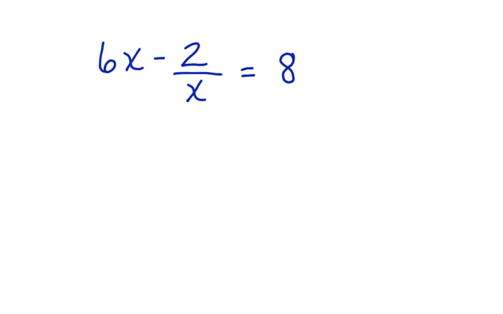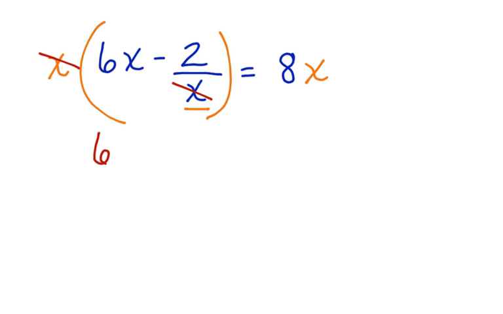6x minus 2 over x equals 8. Now we need to clear this x. It's a denominator that we need to get rid of. We can do that by multiplying both sides by x. On the left side, the x's cancel, leaving us with 6x minus 2 equals, on the right side, 8 times x, which is 8x.